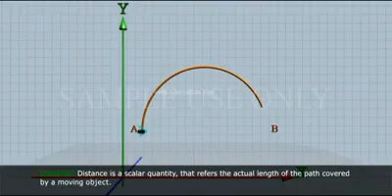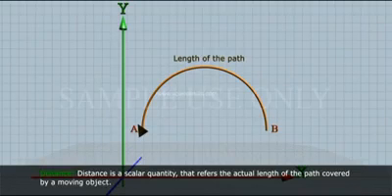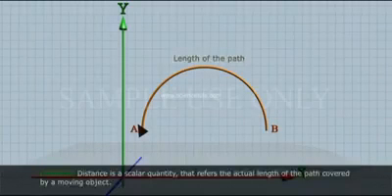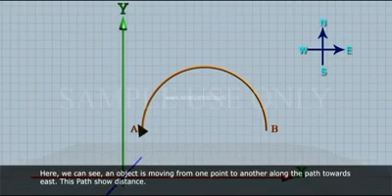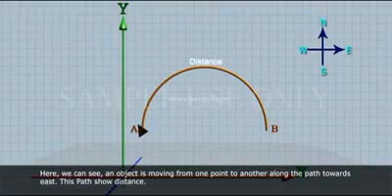Distance. Distance is a scalar quantity that refers to the actual length of the path covered by a moving object. Here we can see an object is moving from one point to another along the path towards east. This path shows distance.